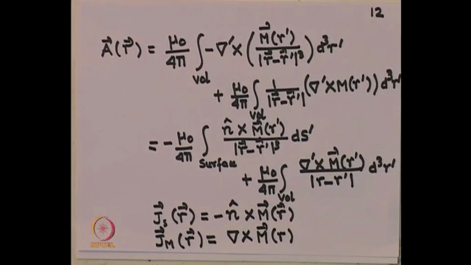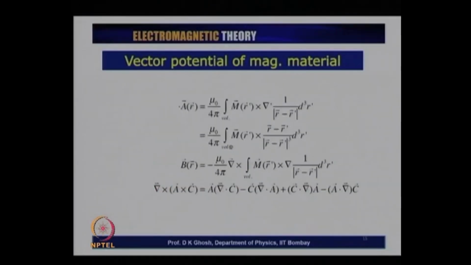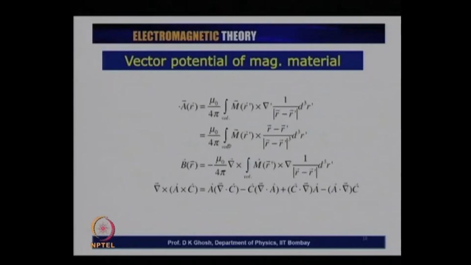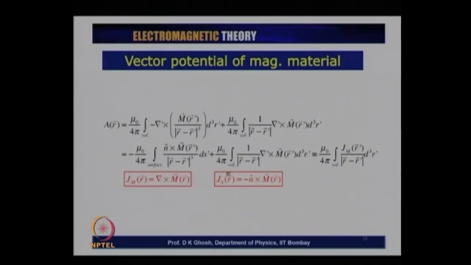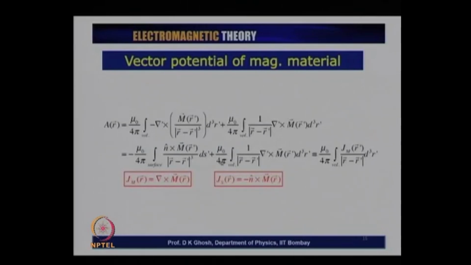Come back to this screen here. This gives you that there is a volume current density due to magnetization and there is a surface current density due to magnetization. Now, what we are going to do next is to use this expression for the vector potential and try to see how it gives me the magnetic field, how it changes the magnetic field due to the magnetization of the material. We will continue with this next time.